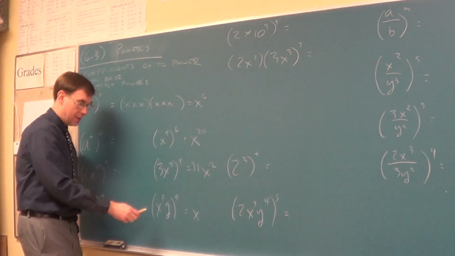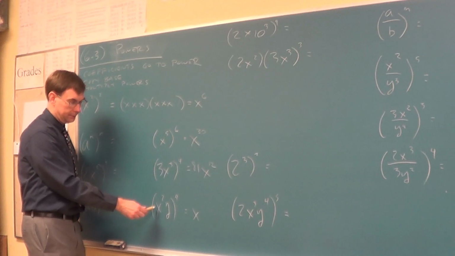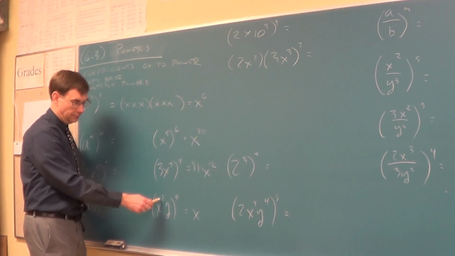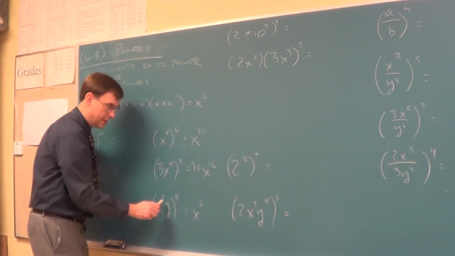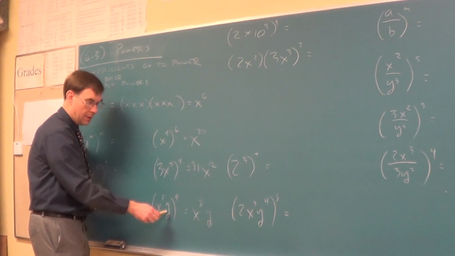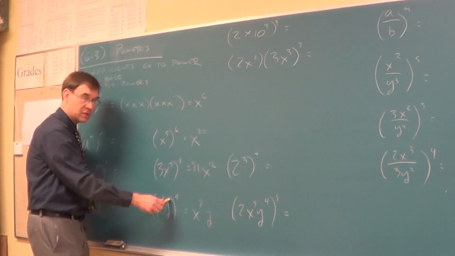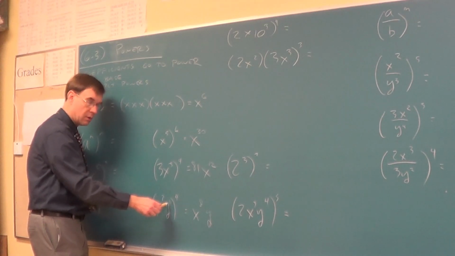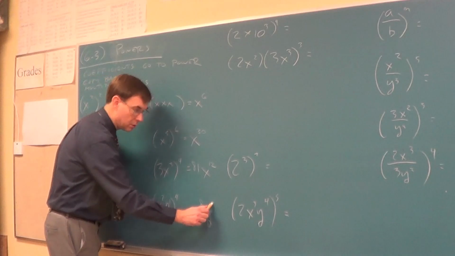This x, what do you think? 8. Go up to 8, because we're going to take 2 times 4. This y? 5. No. 4. This is invisibly a 1, and what are we doing to powers today? Multiplying, so we're up to a 4.